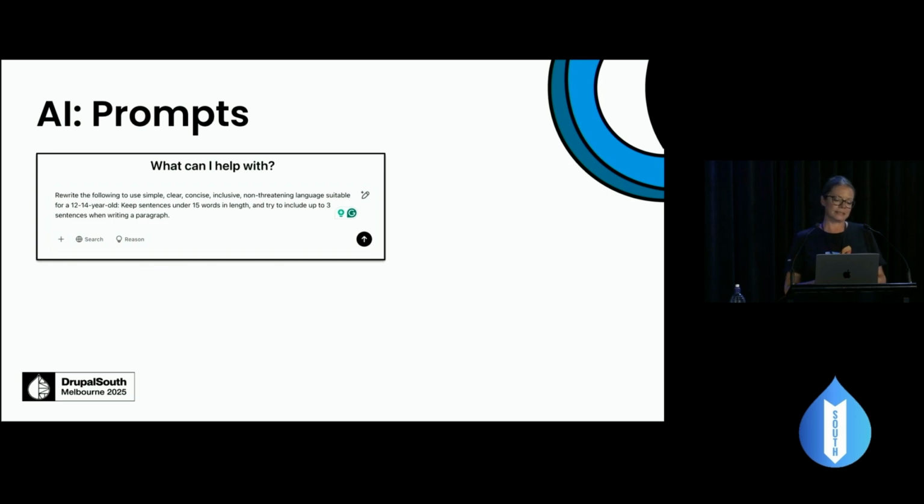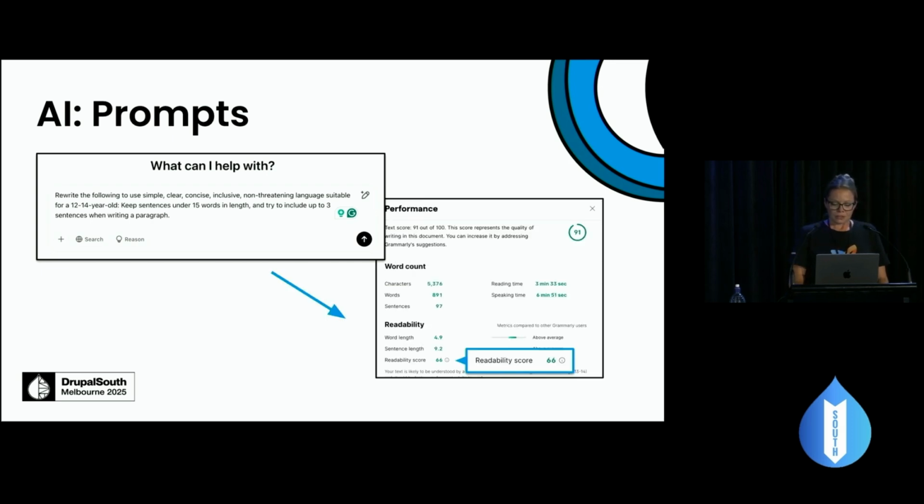I then copied the article back into ChatGPT and used this following prompt: rewrite the following to use simple, clear, concise, inclusive, non-threatening language suitable for a 12 to 14-year-old. Keep sentences under 15 words in length and try to include up to 3 sentences when writing a paragraph. So copying the results back into Grammarly, the article now has a reading level of 66, which is a Year 8 level. So this particular example is just running through how you can use these two tools to improve content that's already been created.